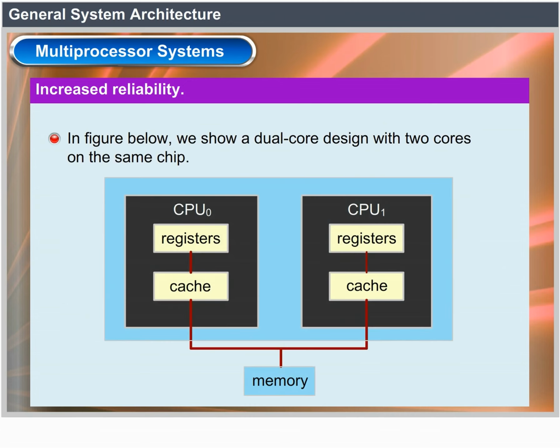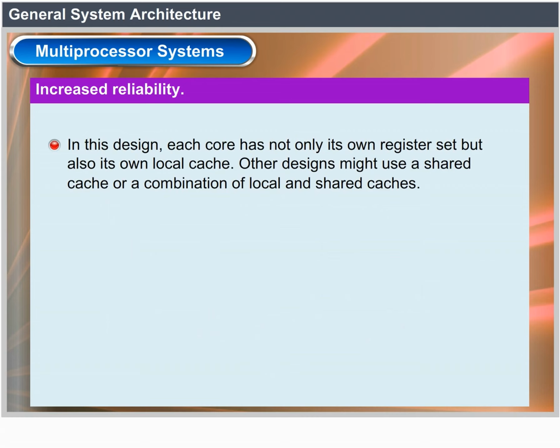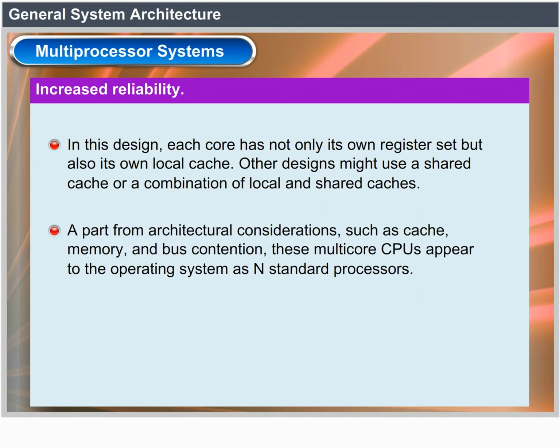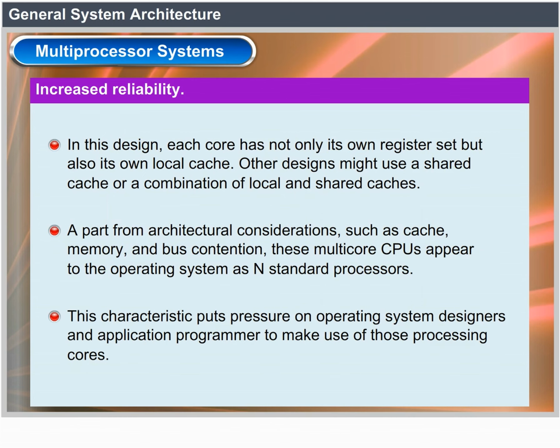In the figure below, we show a dual-core design with 2 cores on the same chip. In this design, each core has its own register set as well as its own local cache. Other designs might use a shared cache or a combination of local and shared caches. Aside from architectural considerations, such as cache, memory, and bus contention, these multi-core CPUs appear to the operating system as N standard processors. This characteristic puts pressure on operating system designers and application programmers to make use of those processing cores.